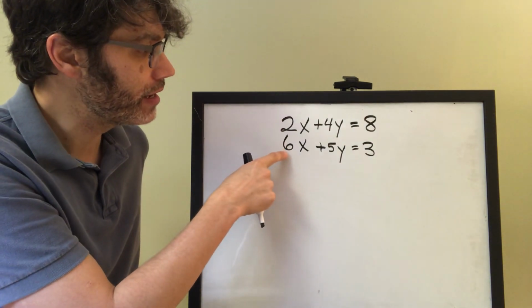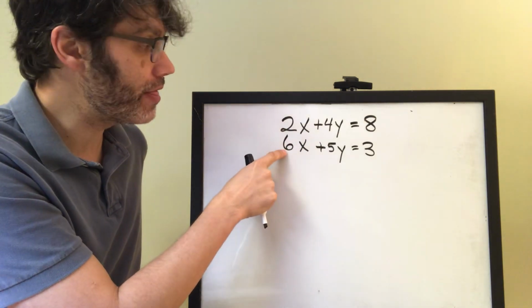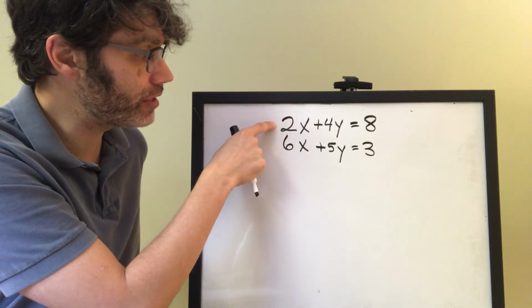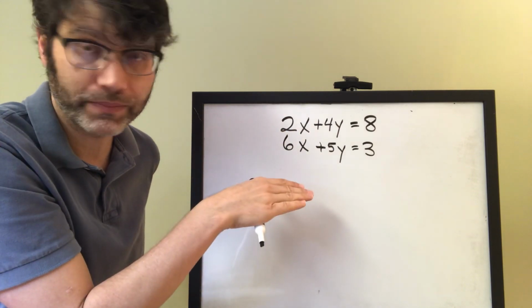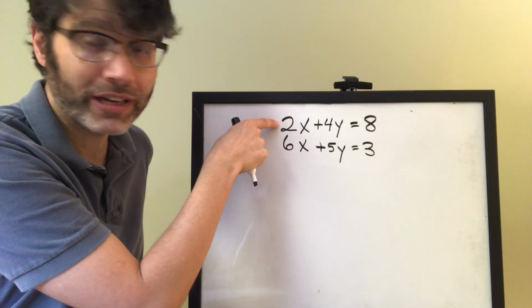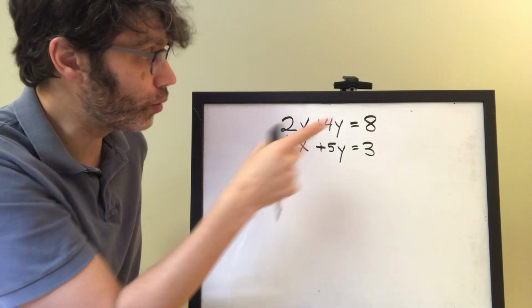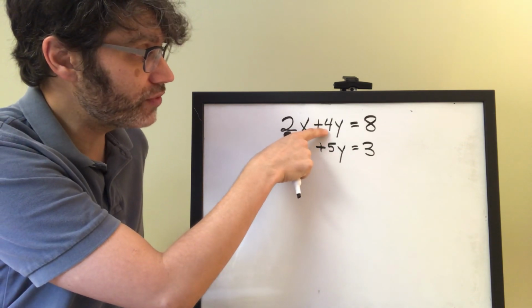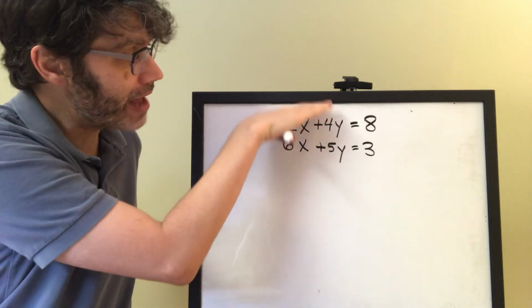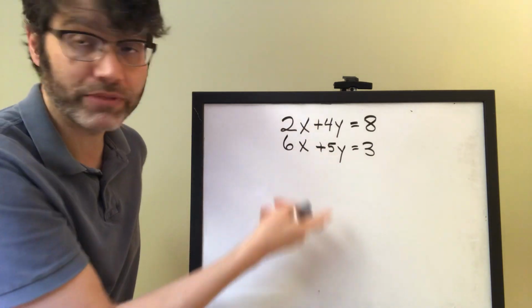So if this coefficient, instead of being 6, was negative 2, then that would be great, because then you would add these two equations together and the positive 2 and the negative 2 would cancel out to 0. Or if this 2 up here was a negative 6, that would be great, because then you could add them together and the negative 6 and 6 becomes 0. Or for instance over here, if this 4 was instead a negative 5, that would be great, because then negative 5 plus 5 would be 0.